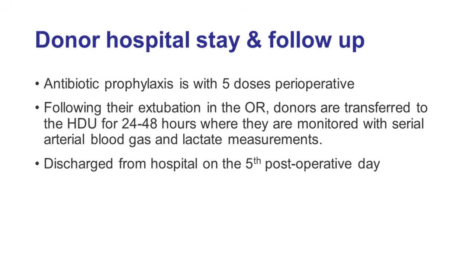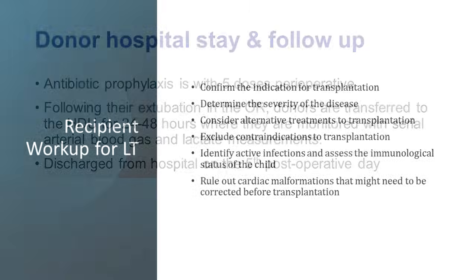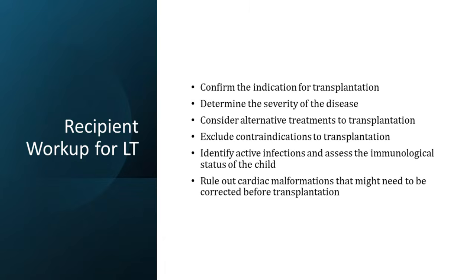And so this is what basically you will tell the donor. For the recipient, you have to first confirm the indication of transplant. It's very easy to say you need a transplant. Anyone with jaundice not coming under control, you say, "Get a transplant done." It's not that easy. I would still say you need to know when not to do a transplant. You have to determine the severity of the disease. Consider alternative treatments to transplant.